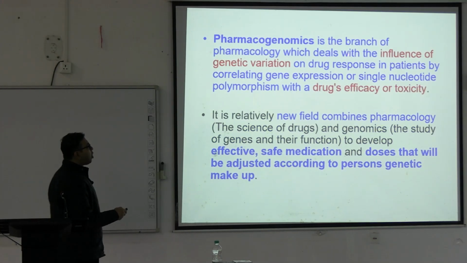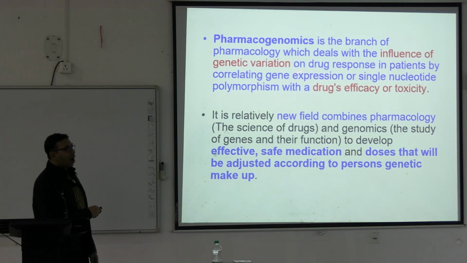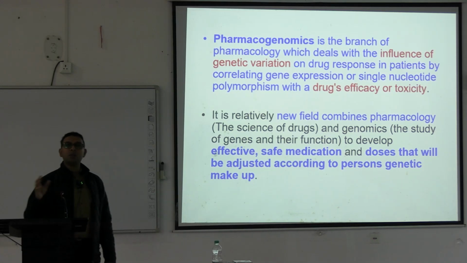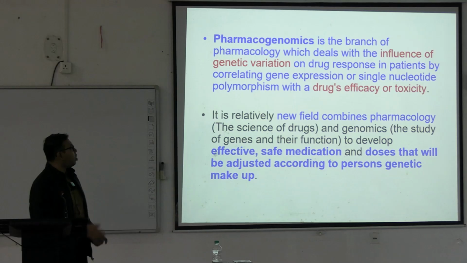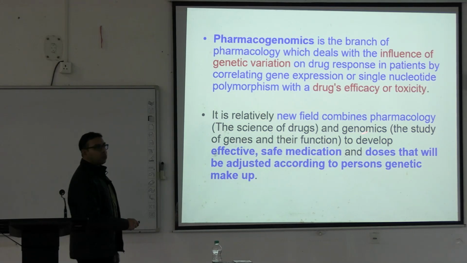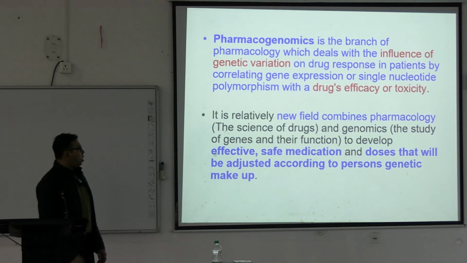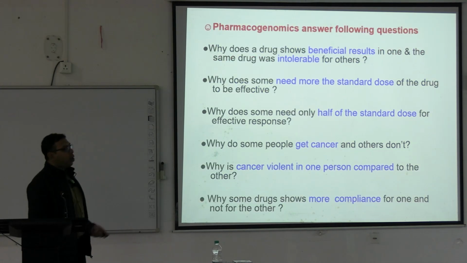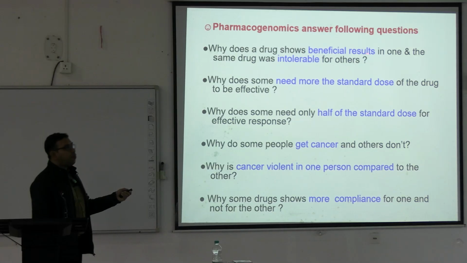So it is a branch of pharmacology which deals with the influence of genetic variation on drug response in patients by correlating gene expression of single nucleotide polymorphism with a drug's efficacy or toxicity. So we are seeing whether the drug is effective or not, whether the drug is toxic or not, or whether there is any action or not. So it combines genomics and proteomics with medicine. So ultimately the goal is to develop effective, safe medication and doses that will be adjusted according to the person's genetic makeup.